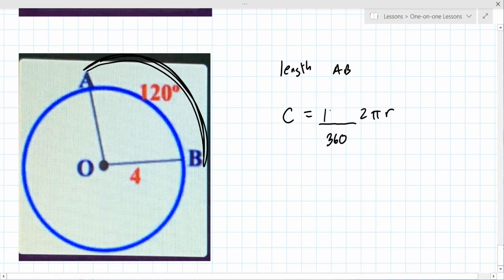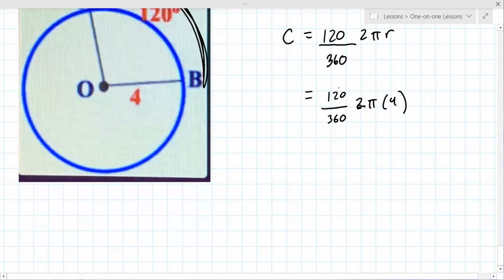120 degrees. Do we know the radius? 4. Yes. 2 times pi times 4. So we got 1/3 here. So this becomes 8 pi over 3. It says to round to the nearest integer. So go ahead and do that for me.